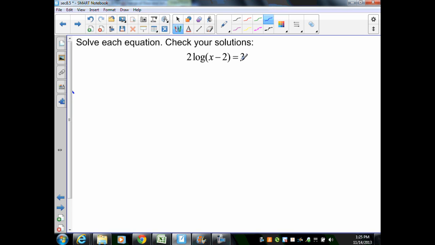My next example, I want to solve the equation 2 times the common log of x minus 2 equals 3. I'm going to show you 2 different ways to solve this equation. The first one, I have 2 times the common log. Therefore, what I'm going to do is divide both sides by 2. That will give me the common log of the quantity of x minus 2 equals 3 divided by 2.